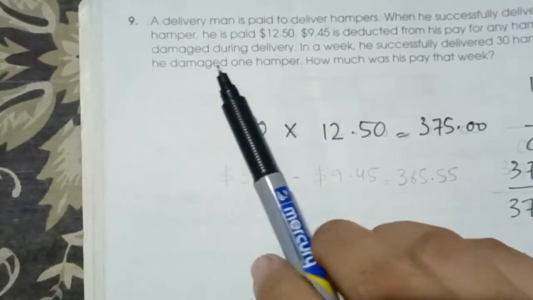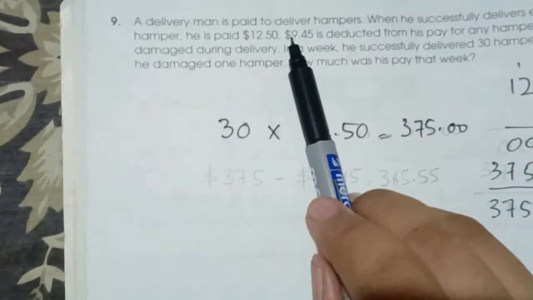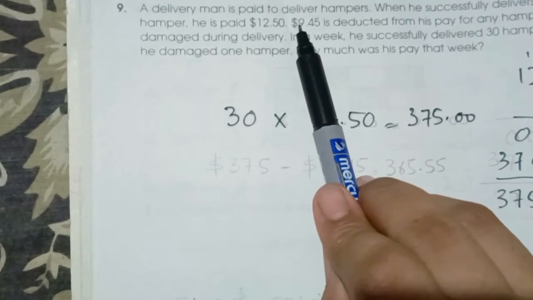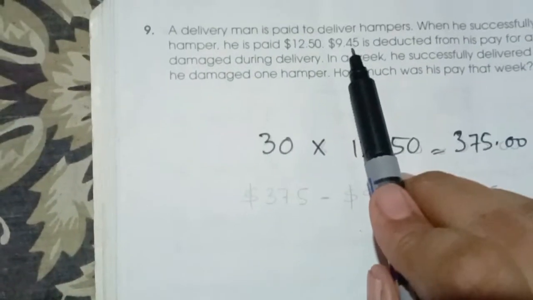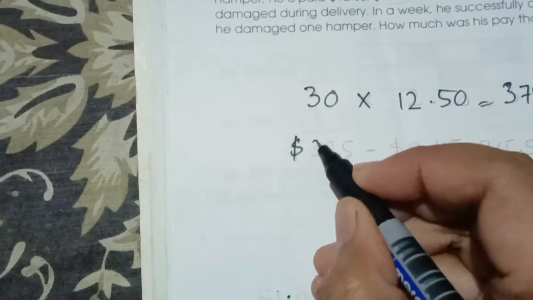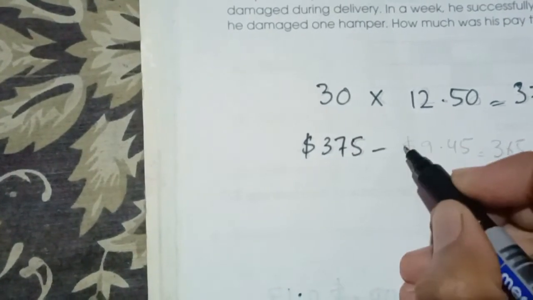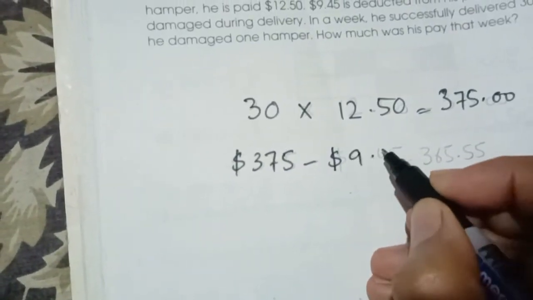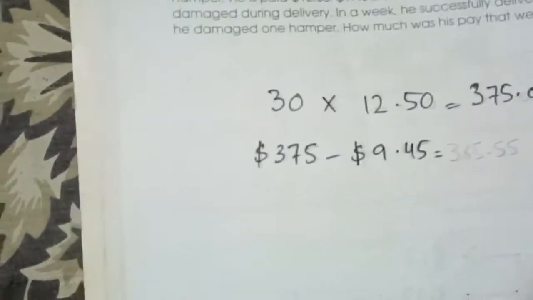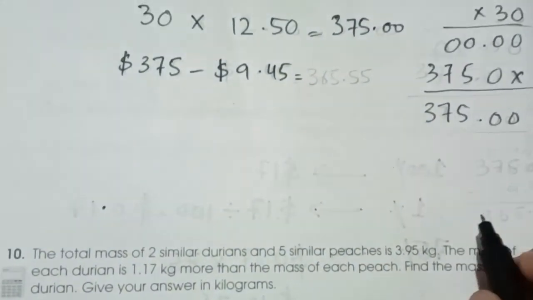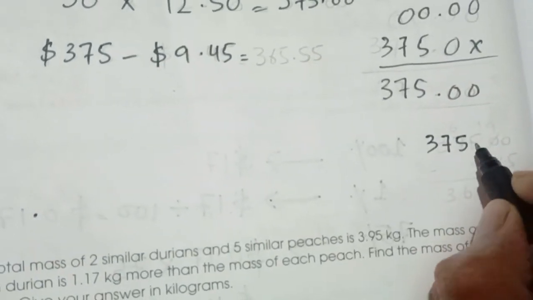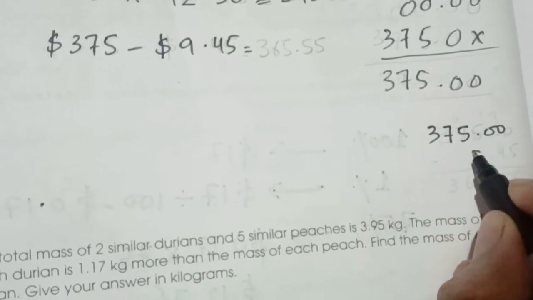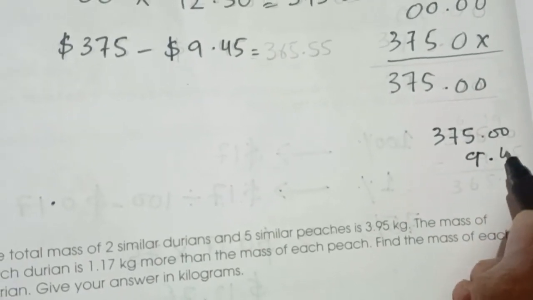But from these 30 hampers, he damaged one hamper, and the deduction of one damage is $9.45. So it means from the total amount he gets, we have to deduct the amount of one damage. 375 minus 9.45 is equal to, let's subtract 375 minus 9.45.